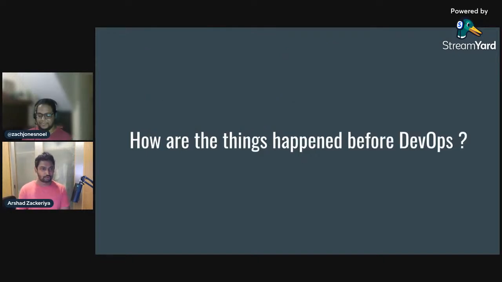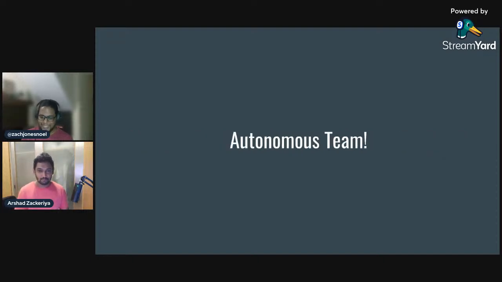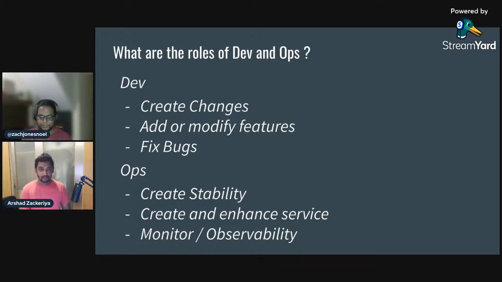Before we go to DevOps, let's see how things happened before DevOps. There was a team called the autonomous team. They used to do everything themselves, before DevOps came to the industry. There were no different silos or segregations in the organization.